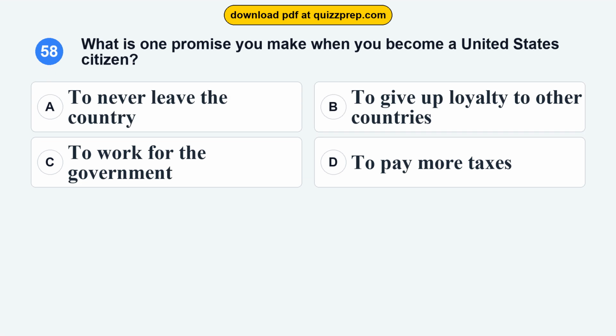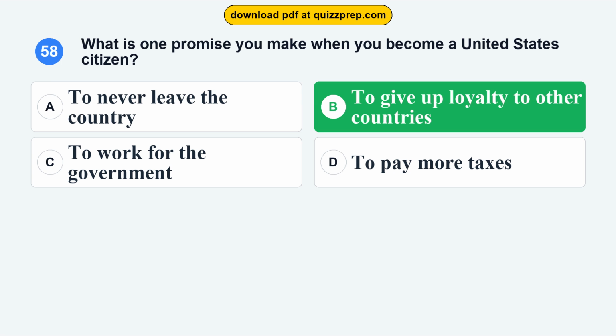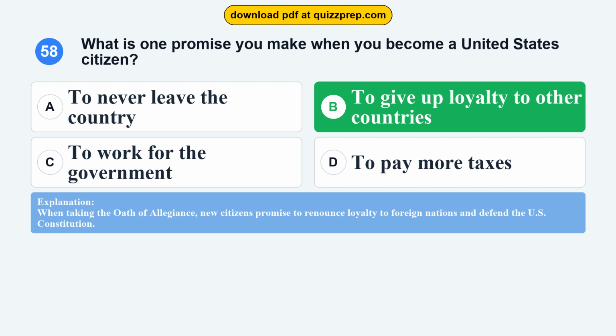Question 58. What is one promise you make when you become a United States citizen? Option A, to never leave the country. Option B, to give up loyalty to other countries. Option C, to work for the government. Option D, to pay more taxes. The correct answer is option B, to give up loyalty to other countries. When taking the oath of allegiance, new citizens promise to renounce loyalty to foreign nations and defend the U.S.